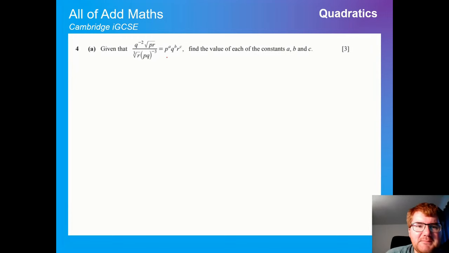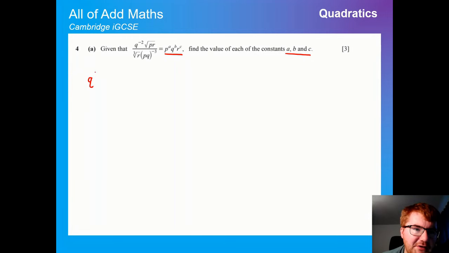And we need to get it in this particular form, p to the power of a, q to the power of b, r to the power of c. And we want to find out what a, b, and c are in this particular question. So the way I approach these questions is to put them all into index form. Now, what do I mean by this?